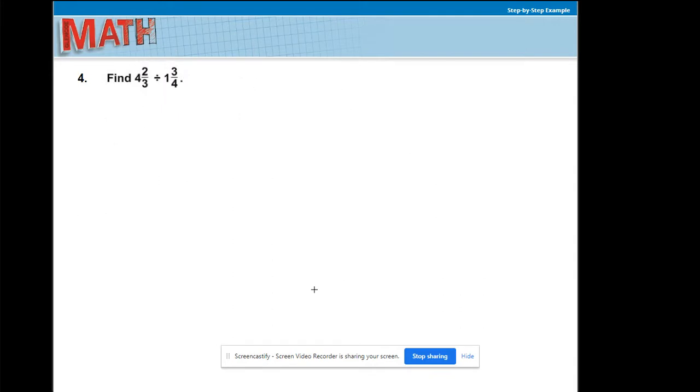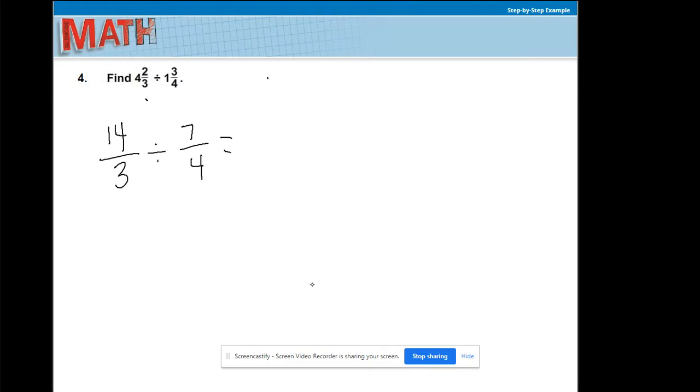Example 4. All right. So example 4, we have 4 and 2/3 divided by 1 and 3/4. So we're going to multiply all of this. Okay. So we have 4 times 3 is 12 plus 2 is 14. Okay. Over 3. We're going to keep that division right now. 4 times 1 is 4 plus 3 is 7. Okay. All right. And now let's start our process.